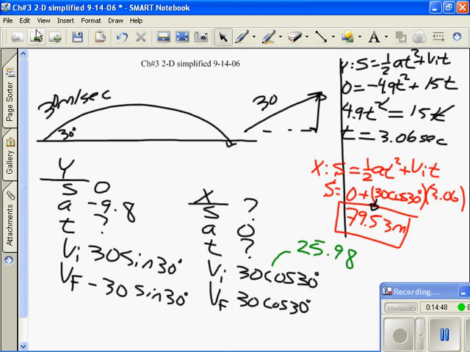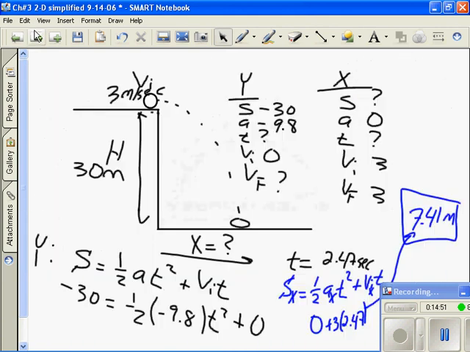Okay, tomorrow I want us to be able to do this problem.